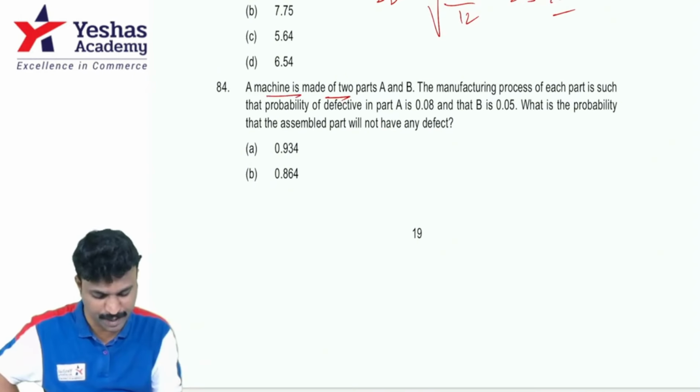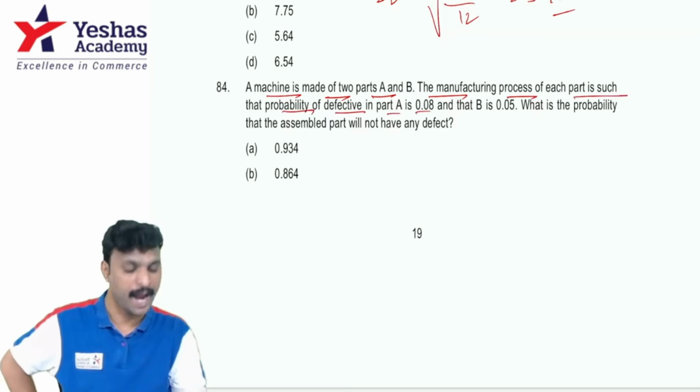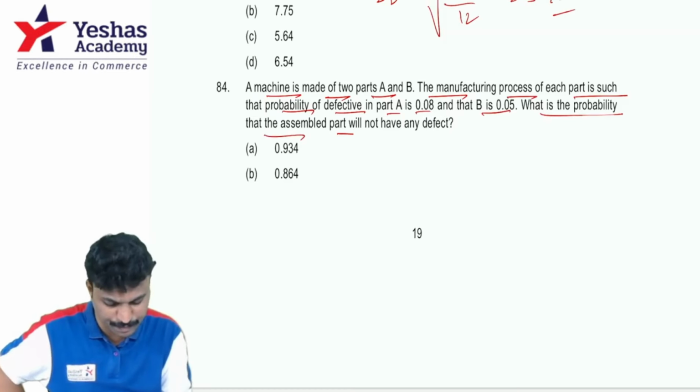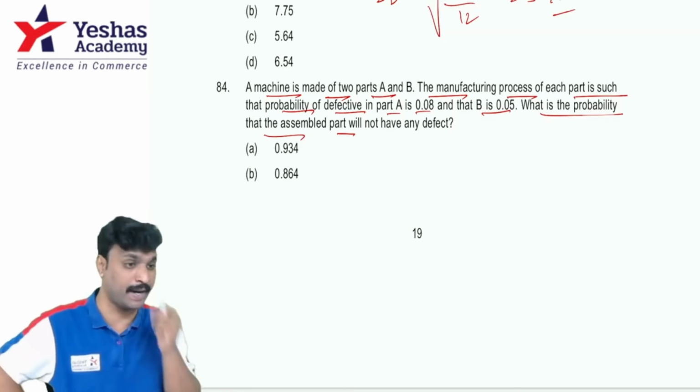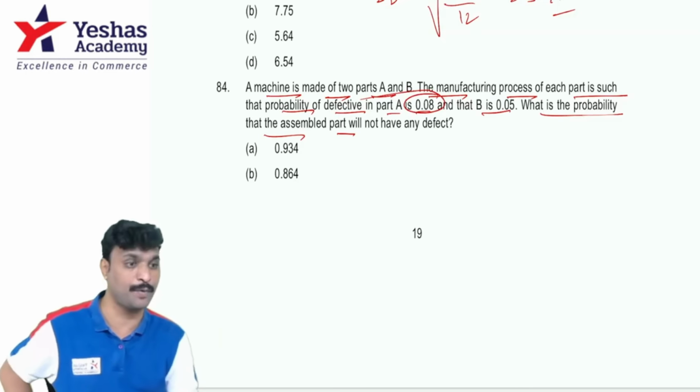Guys, a machine is made up of two parts, A and B. The manufacturing process of each part is such that the probability of defective in part A is 0.08 and that of part B is 0.05. What is the probability that assembled part will not have any defect? That means part A should not have any defect. Having defect is 0.08.